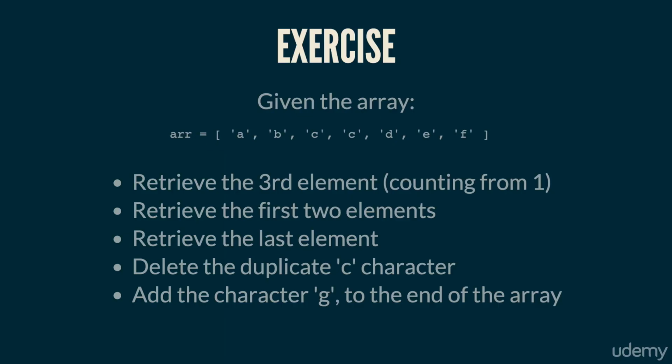For this exercise, I'd like you to take the array of characters. The characters inside the array are simply A, B, C, C again, D, E, and F. I'd like you to retrieve the third element, counting from 1, retrieve the first 2 elements of the array, then retrieve the last element of the array, then delete the duplicate C character, and finally add the character G to the end of the array.